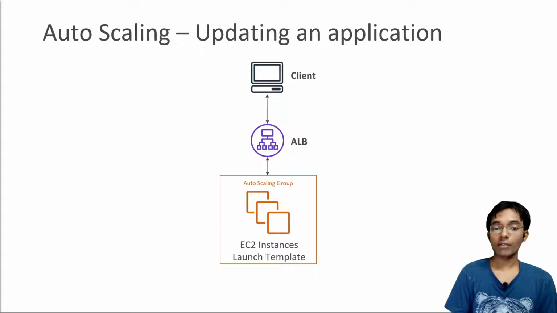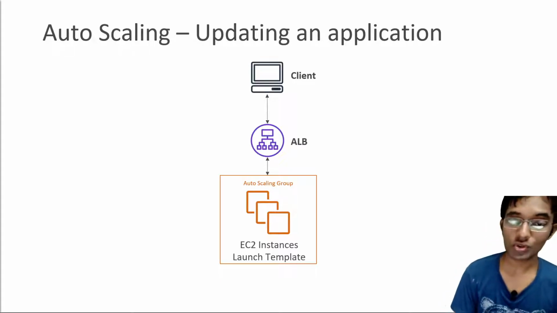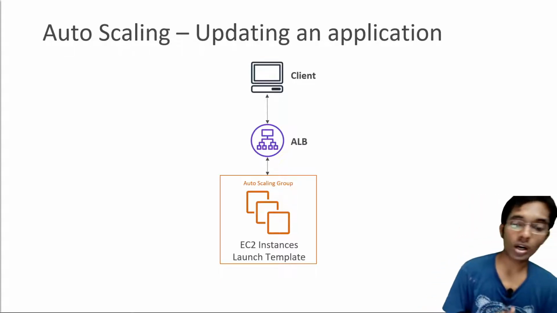We have our clients connected to an application load balancer. That application load balancer redirects traffic to our auto scaling group, which is currently running all our EC2 instances on the same launch template. What we would like to do is update our auto scaling group, and for now, we'll have a new launch configuration. This is the way we want to update it.